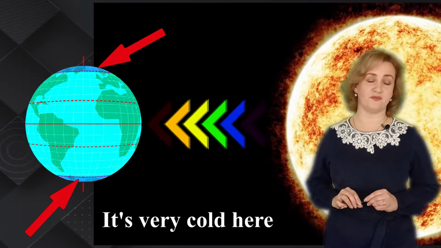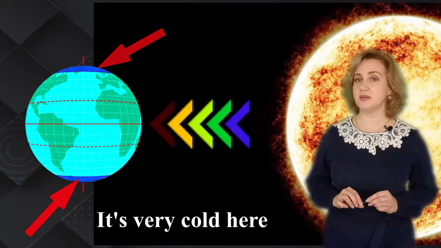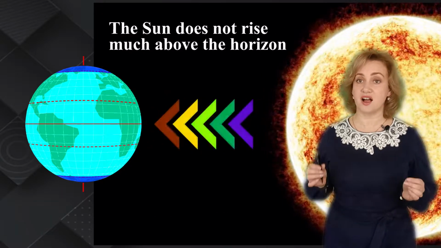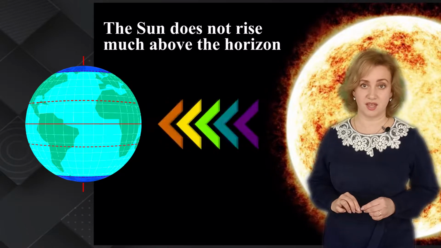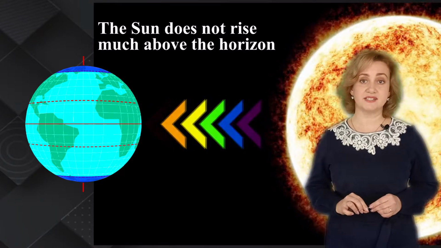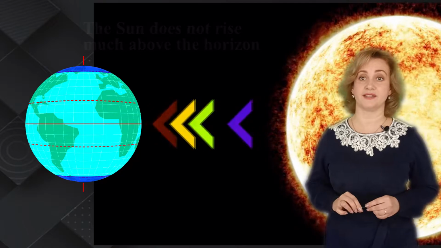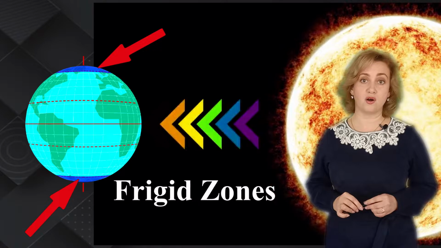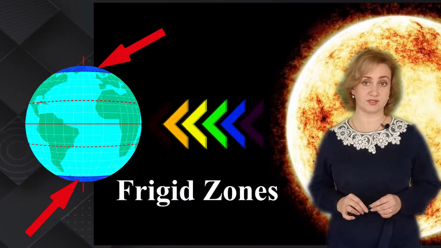Areas lying between the Arctic Circle and the North Pole in the Northern Hemisphere and the Antarctic Circle and the South Pole in the Southern Hemisphere are very cold. It is because here the sun does not rise much above the horizon. Therefore, its rays are always slanting and provide less heat. These are therefore called frigid zones, very cold.